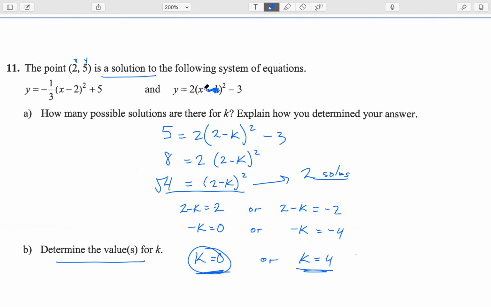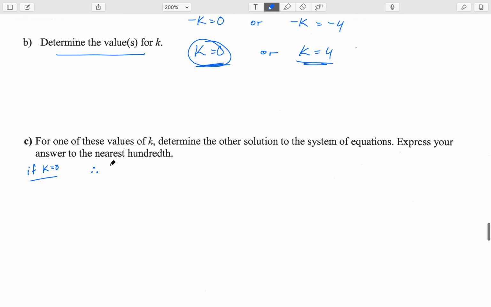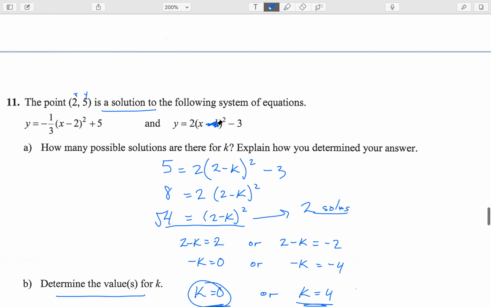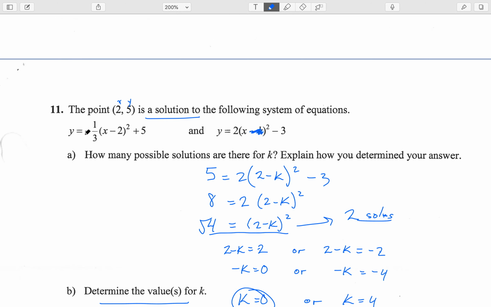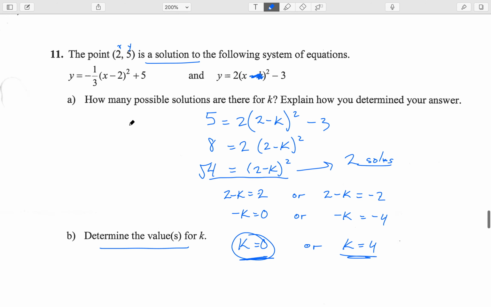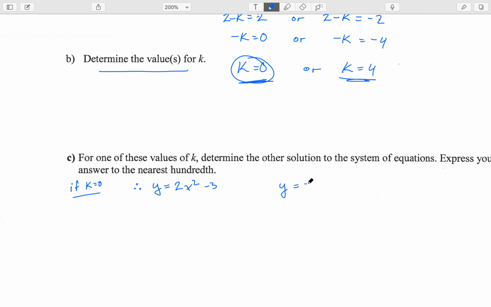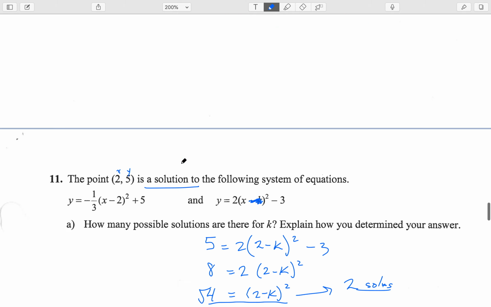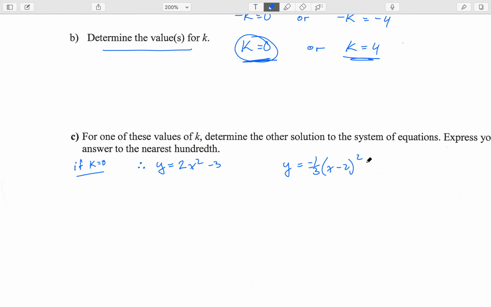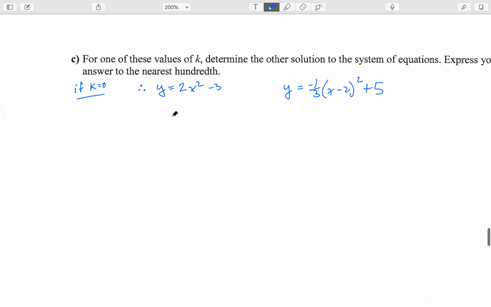y is equal to 2x squared minus 3. And what's the other one? It's this one. y is equal to negative a third, x minus 2 squared. Okay, that's a beast. y is equal to negative a third, x minus 2 squared, plus 5. So in other words, here's one parabola, here's the other one. Let's actually put these together somehow and solve this system.